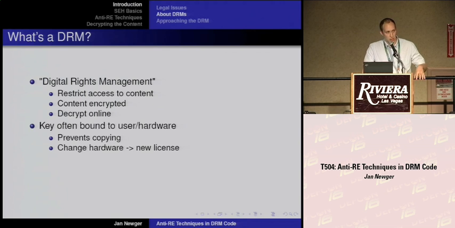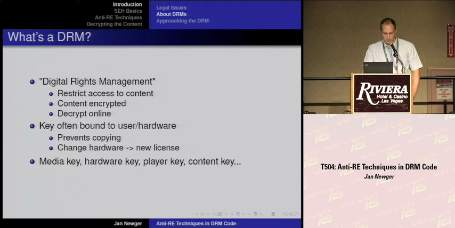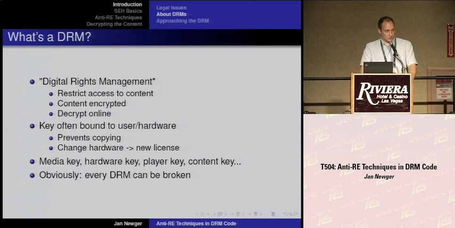The key is often bound to the user or hardware in order to prevent copying of content between different users. So whenever you change your hardware, it's very likely that you need to acquire a new license. Depending on the implementation, there might be various types of keys, such as media keys, hardware keys, player keys, and so on. And just as a pretty obvious side note, every mainly software-driven DRM can be broken.